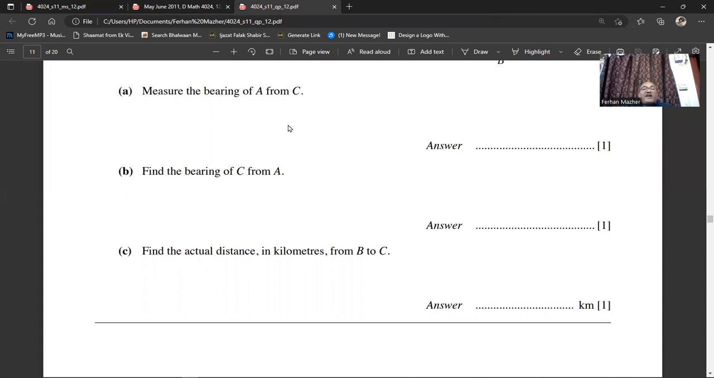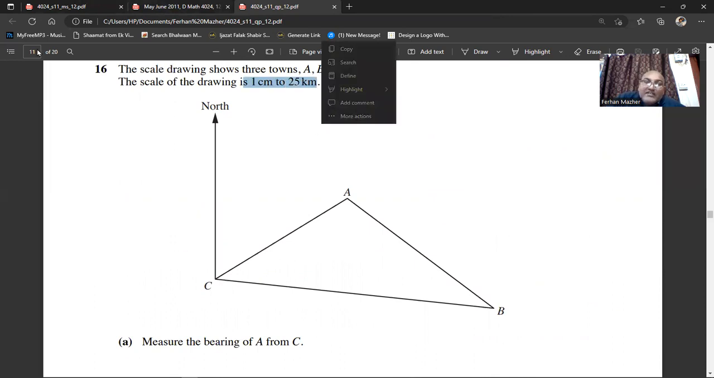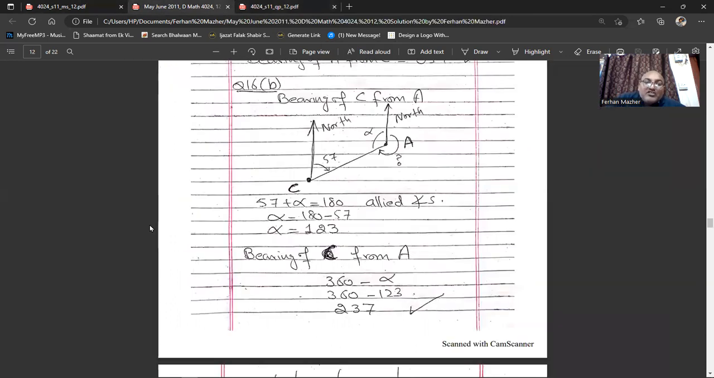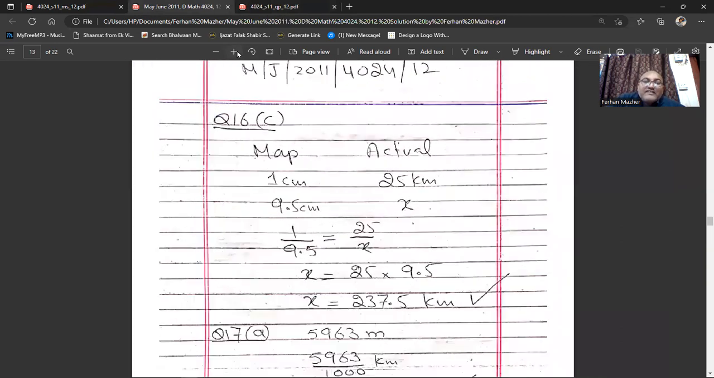Now the C part is find the actual distance in kilometers from B to C. So take a scale and actually measure the BC length. This is the scale which is given: 1 centimeter represents 2 kilometers.